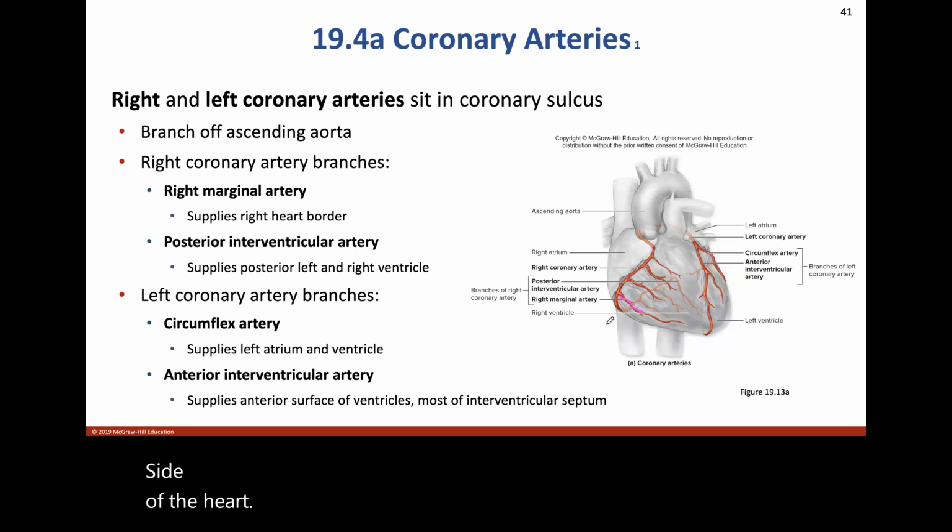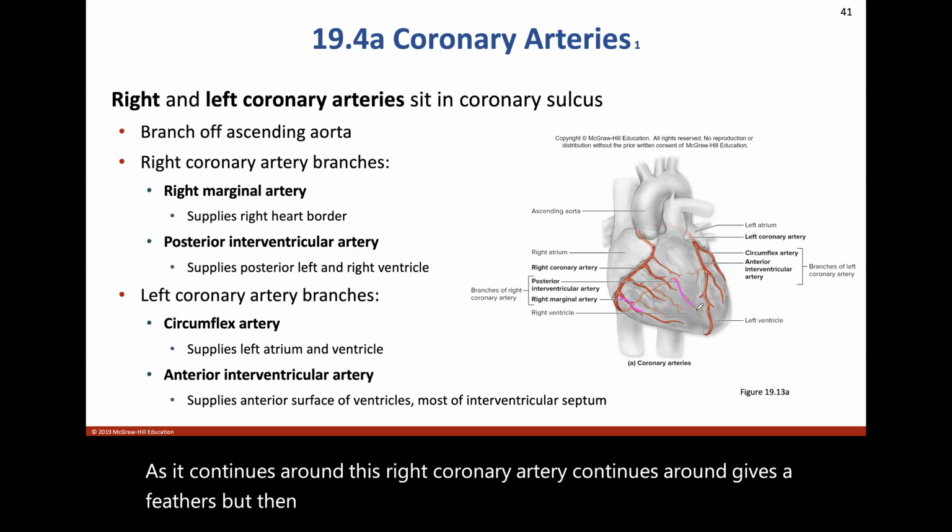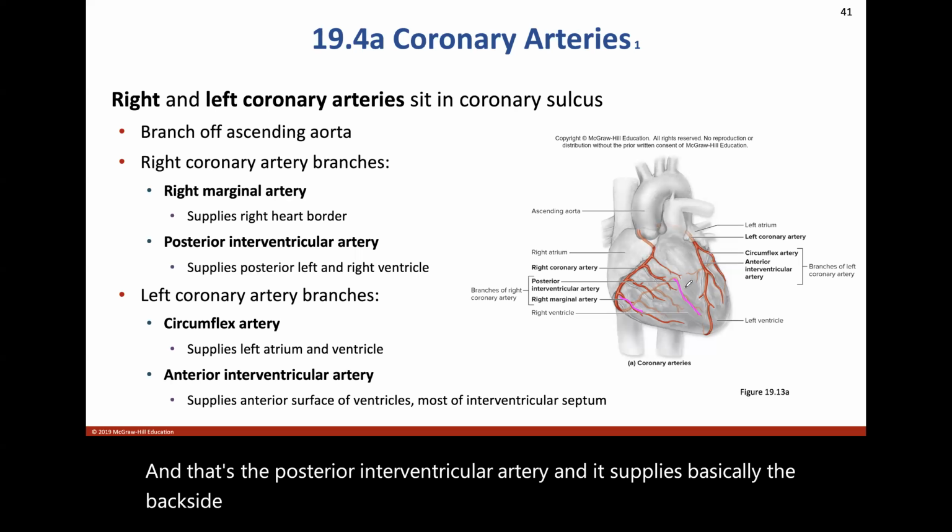Basically the right ventricle, but I'm not asking that either. As it continues around, this right coronary artery gives off others, but then it gives off a major branch that's on the back side. That's the posterior interventricular artery, and it supplies basically the back side of the ventricles, the left and right ventricles on the back half.